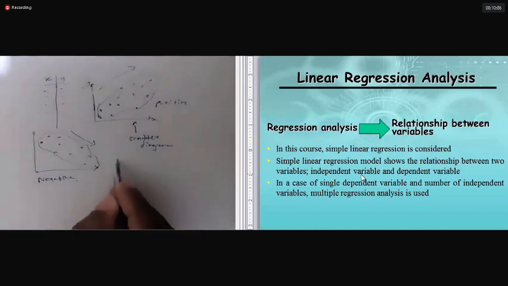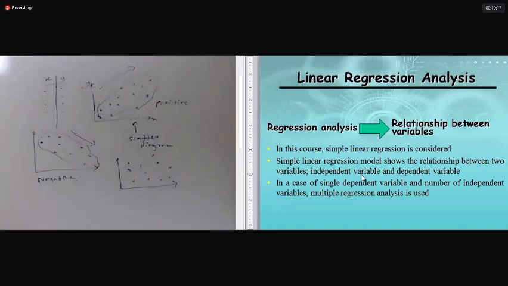Also, there are situations when we plot, we cannot identify any type of relationship. These values are everywhere. We cannot identify any kind of positive or negative relationship from here. So this is the situation. There is no relationship.